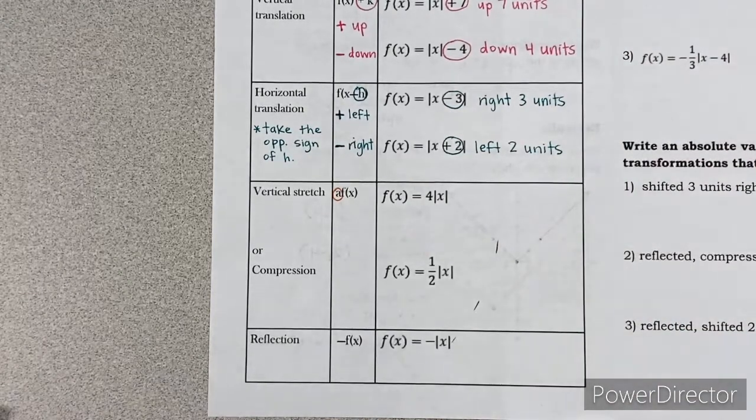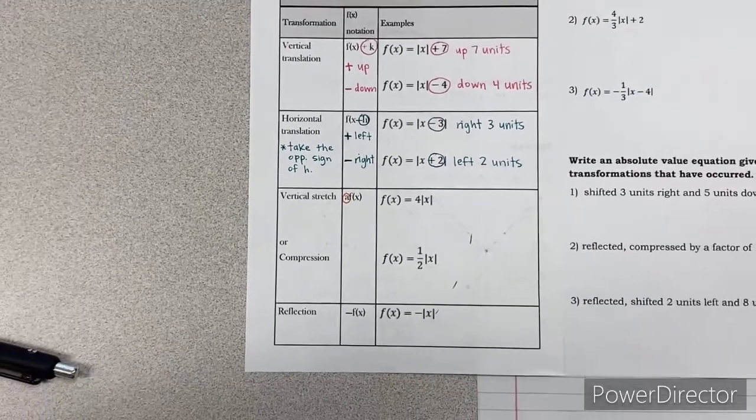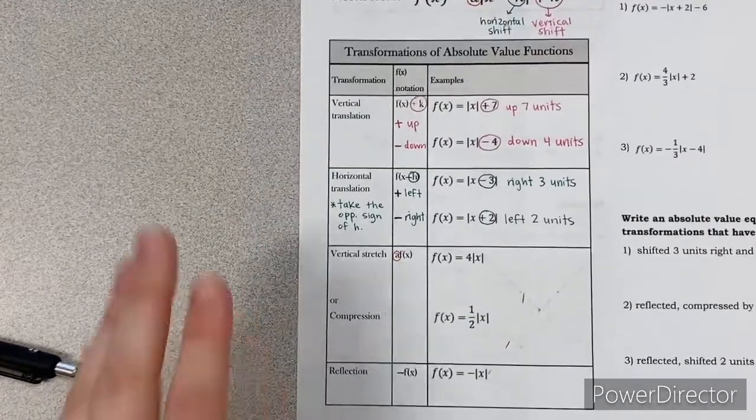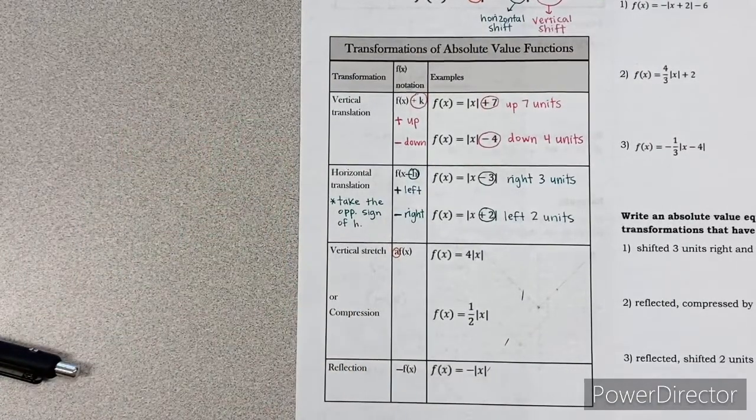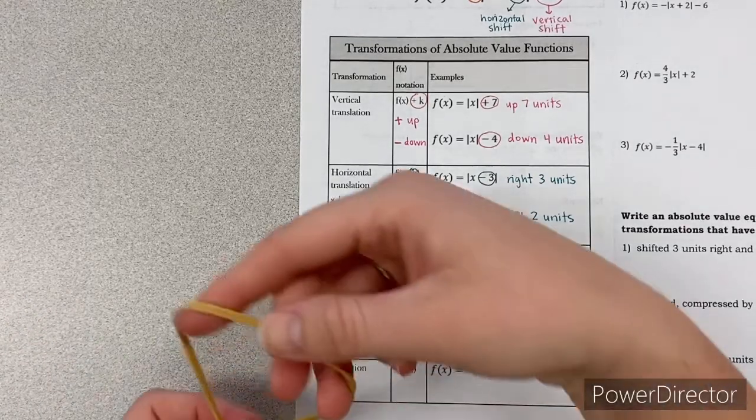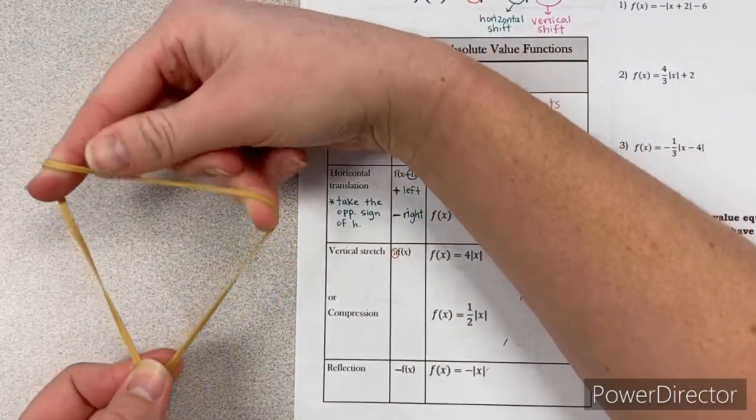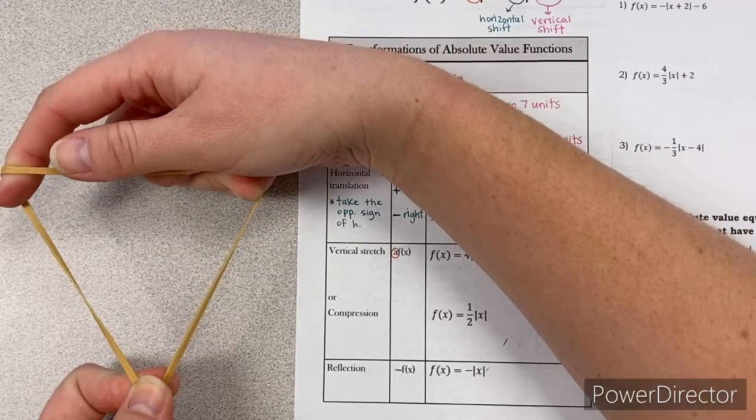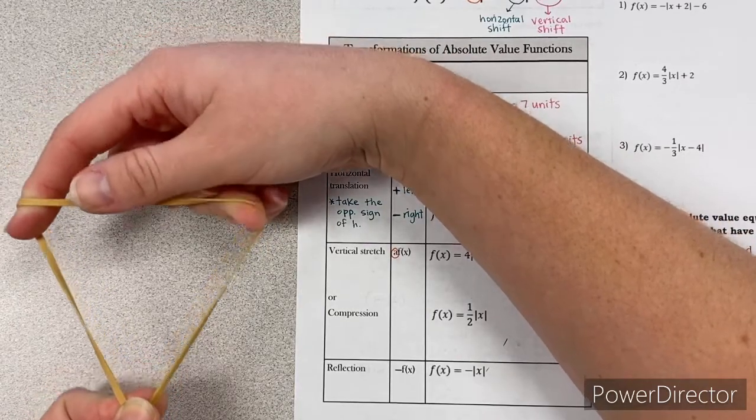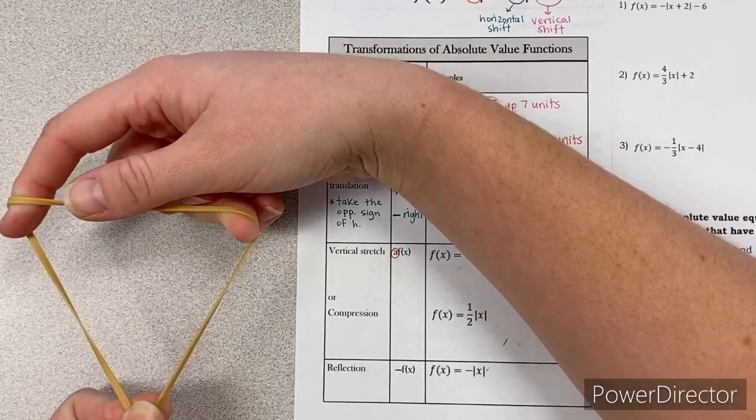So vertical stretch. Let me show you, and I'm going to try to do it with a rubber band. Let me zoom out so hopefully you can see it a little bit better. And I'm going to be over here on this side. I want you to see what actually happens to an absolute value graph if we stretch it. So here's my absolute value graph right here. It's just a normal sized shaped V. Can you see it? There is my absolute value graph.